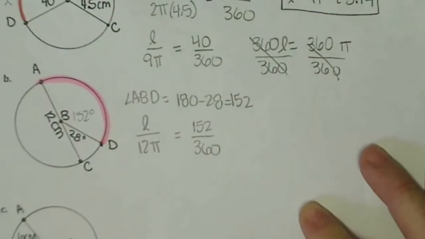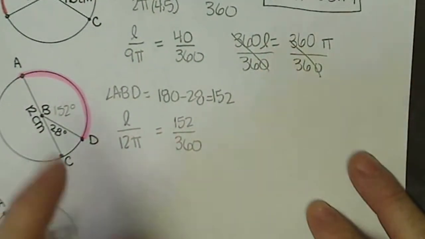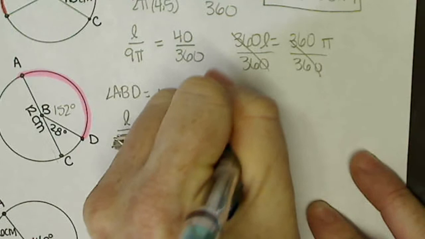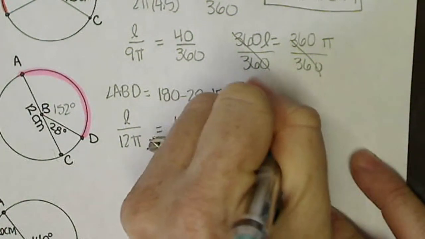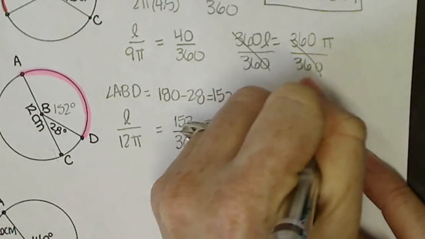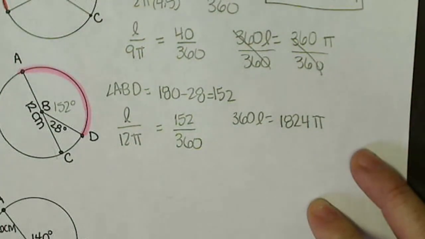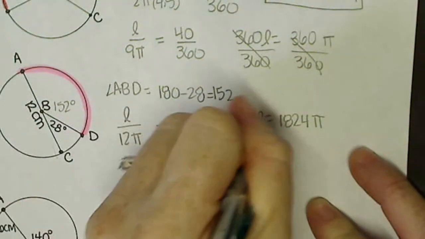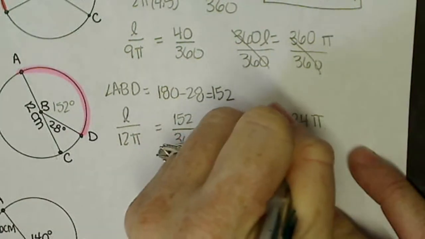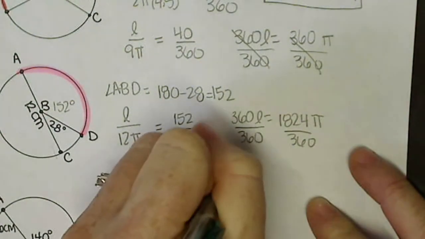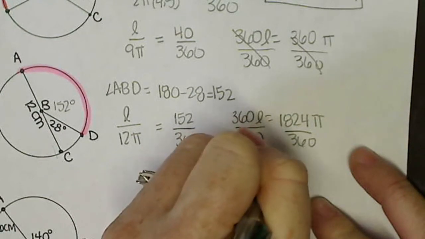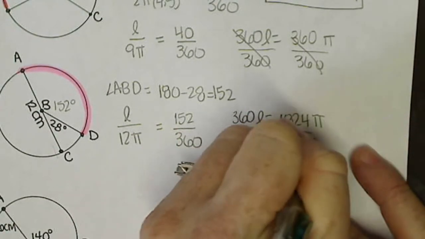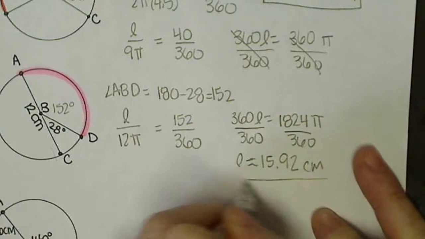over 360. Cross multiply. 360L equals 1824 pi. I like to leave pi till the very end, just so we're not rounding and it doesn't get messy. Let's divide by 360. And the length of that arc is about 15.92 centimeters.